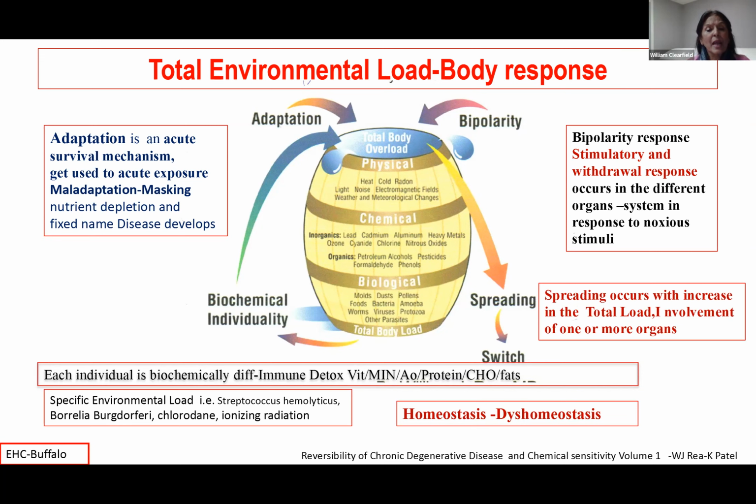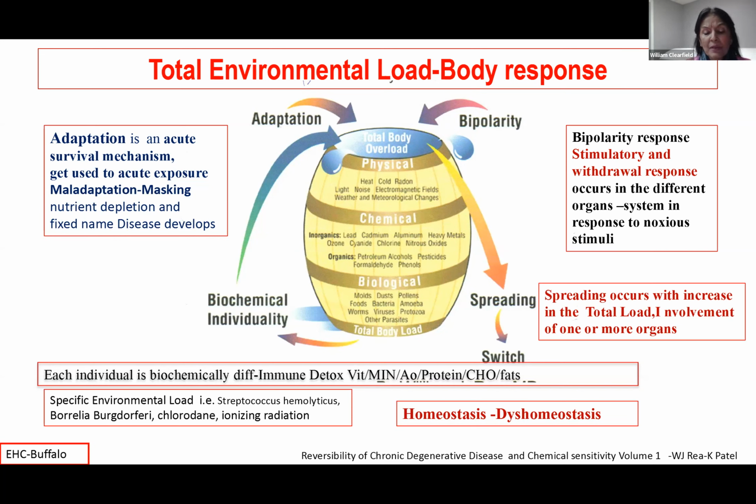And biochemical individuality is a very important aspect, how the body reacts to the pollutant load. Each individual is biochemically different, having a different type of immune detox system, vitamin, mineral, antioxidant system, protein, carbohydrate and fat nutrients. So specific environmental load also is very important for one to develop the dyshomeostasis and how one develops homeostasis to dyshomeostasis.